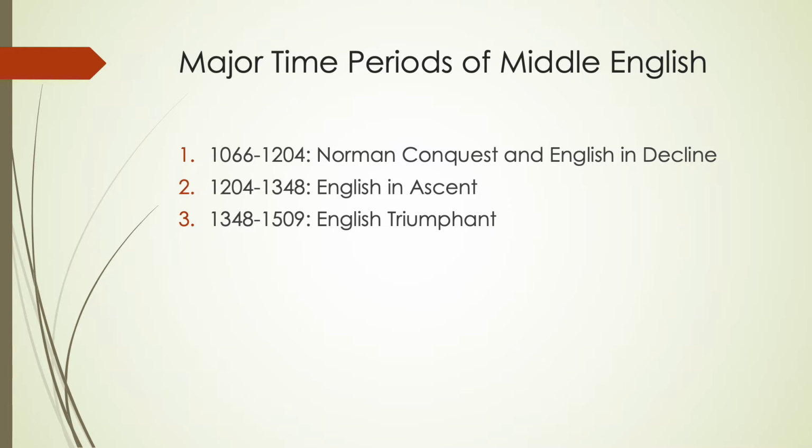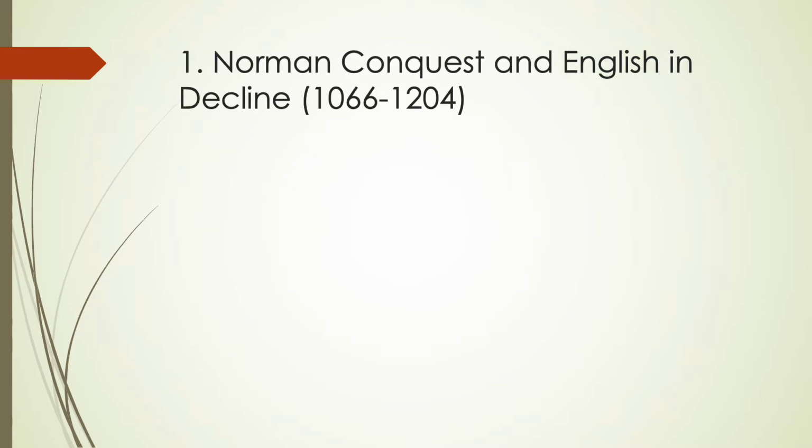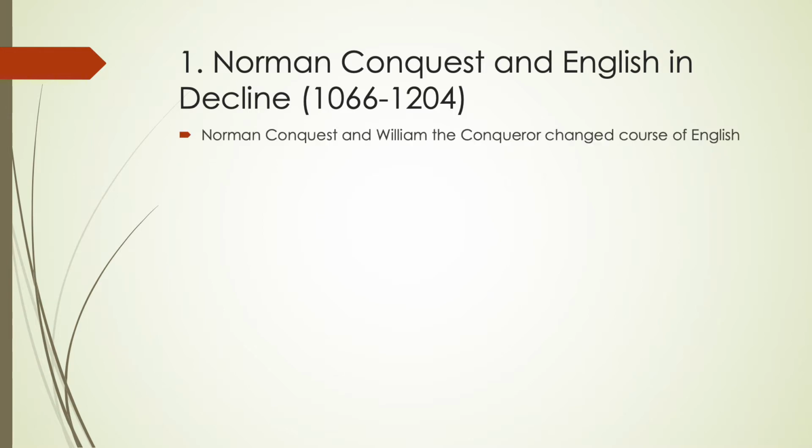So going from the Norman Conquest to the rise of the printing press, we can see that English had low periods, but then also rose and became a more important language by the end of this time period. Starting with the Norman Conquest and English in decline, the Norman Conquest was super important for how the trajectory of English ended up changing, and our language would look vastly different if it wasn't for the Norman Conquest. So the Norman Conquest and William the Conqueror changed the entire course of how English would become the language that it is today. This occurred at the end of the Old English period in 1066.